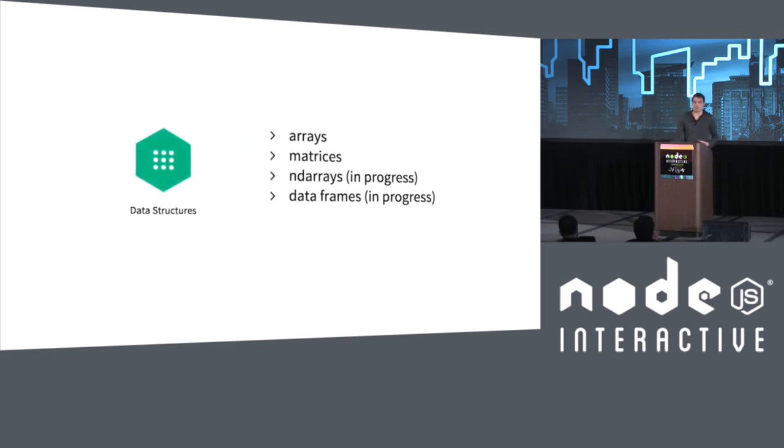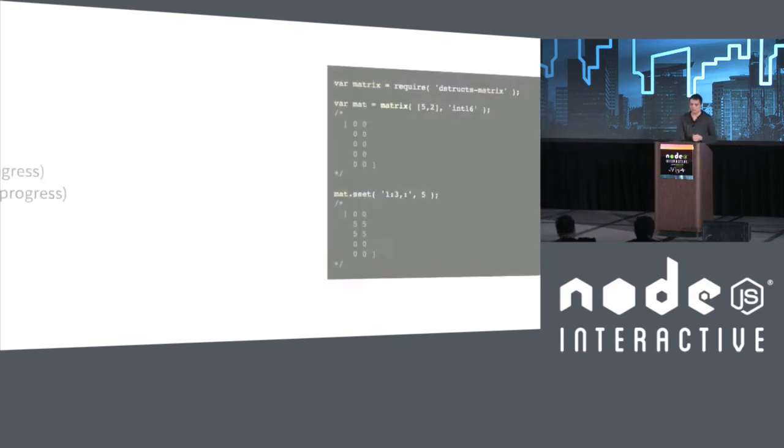So the first thing that we've worked on is providing data structure primitives that allow you to do various transformations and data storage and data analytics, right? Everything from enhancing array primitives to building out two-dimensional structures like matrices, to higher dimensional structures like ND arrays that you might find in Python and NumPy, to building out data frames, something that's very common for doing data analysis in R and Python as well. So what do these look like?